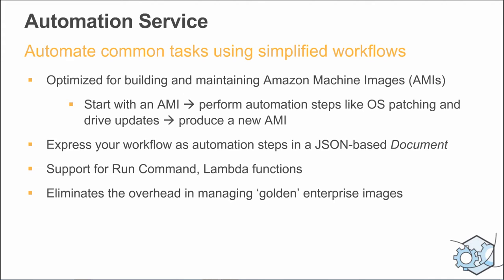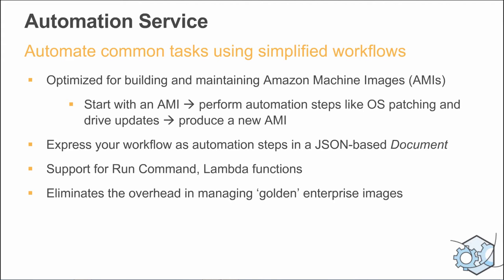That in reality you're going through this process very frequently based on your frequency. And with automation service, you can come in and define a workflow. Say, start with an existing AMI, perform a series of steps. It could be installing OS patching, updating drivers, or installing your own software or your own applications, and produce a new AMI, so that at the end of the process, you get this new hardened AMI for your enterprise. And then any new instances you provision, you can use that AMI.